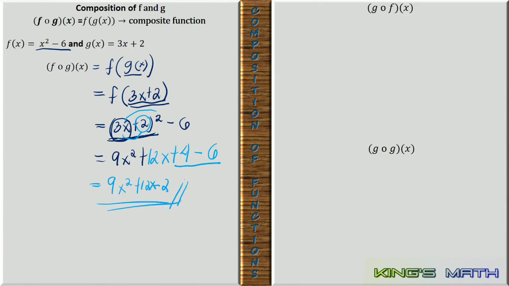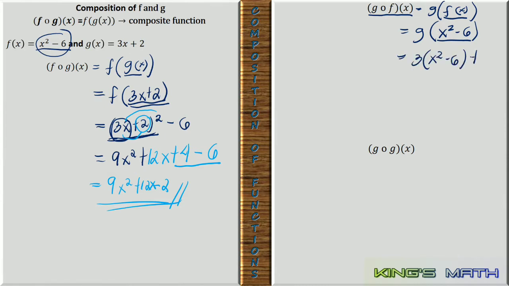How about if we have here g circle f of x? And we are going to write this one, and that will be g of f of x. Then we're going to substitute what is f of x. And f of x here is, we have x squared minus 6. And that will be g of x squared minus 6. And then we're going to substitute this to every x of g. And that will be 3 times x squared minus 6 plus 2.